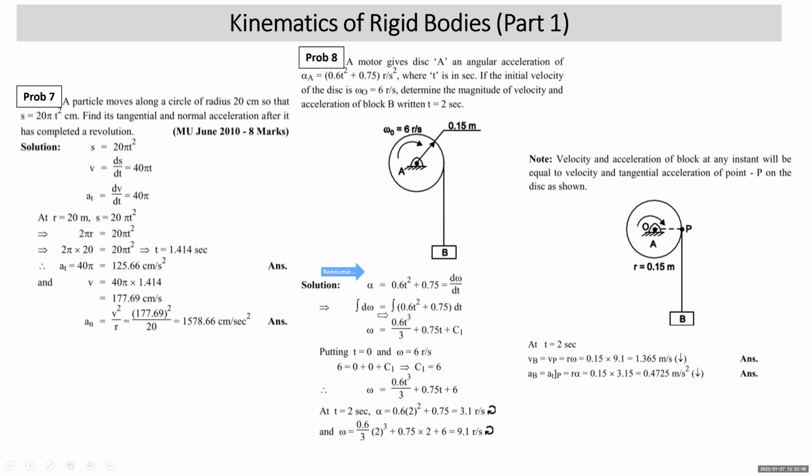If alpha is a function of t, we'll write it as d omega by dt. So alpha, 0.6 t square plus 0.75, is equal to d omega by dt. Separate omega and t terms, integrating both sides. Omega is equal to 0.6 t cube by 3 plus 0.75 t plus c1. Put t is equal to 0 and omega is 6 radian per second. You'll get c1 is equal to 6. Then substitute the value of c1 in the expression of omega. All right, you get omega is 0.2 t cube plus 0.75 t plus 6.